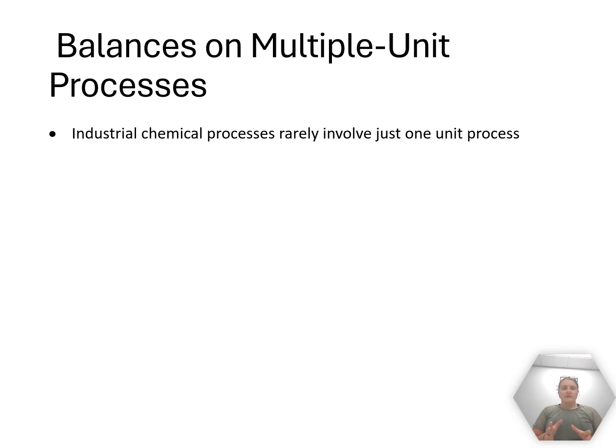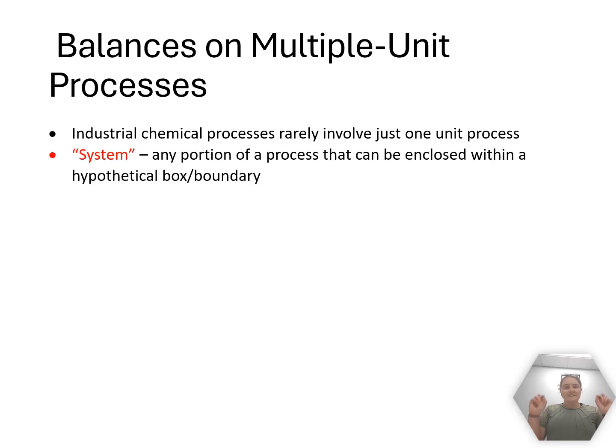Right, so now we're at the point in the semester where single units are going to be way too simple for what is actually present in industrial systems. So whenever we look at industrial chemical processes or real-world environmental engineering systems, they're always going to have more than one unit. So what we're going to do is define a system as any portion of a process that can be enclosed within a hypothetical box or boundary.